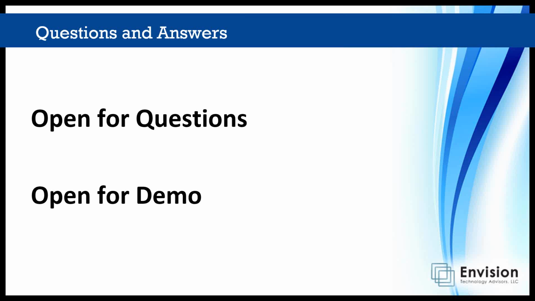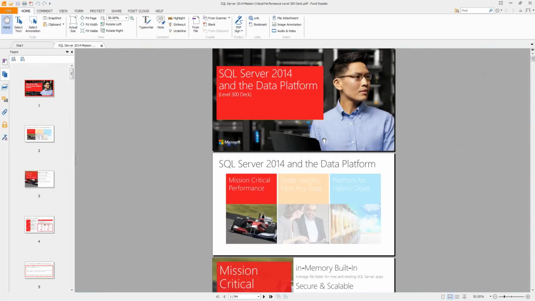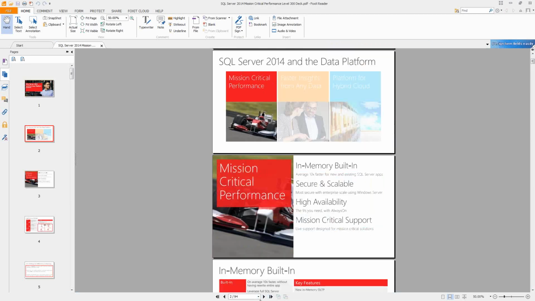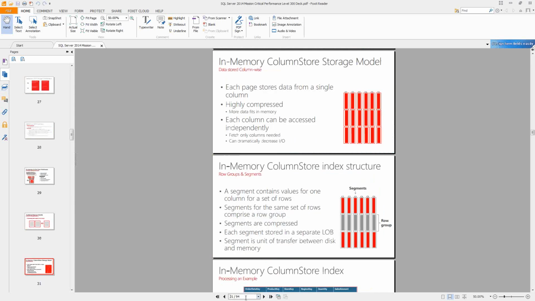Okay, so that's actually a two-part question. The question is, can I talk a little more about the column store indexing, which came out in 2012, and what's coming in 2014? That's a pretty long discussion, but let me see if I can pull something up and show you something. Okay, and I think column store is on page 30s. There we go.